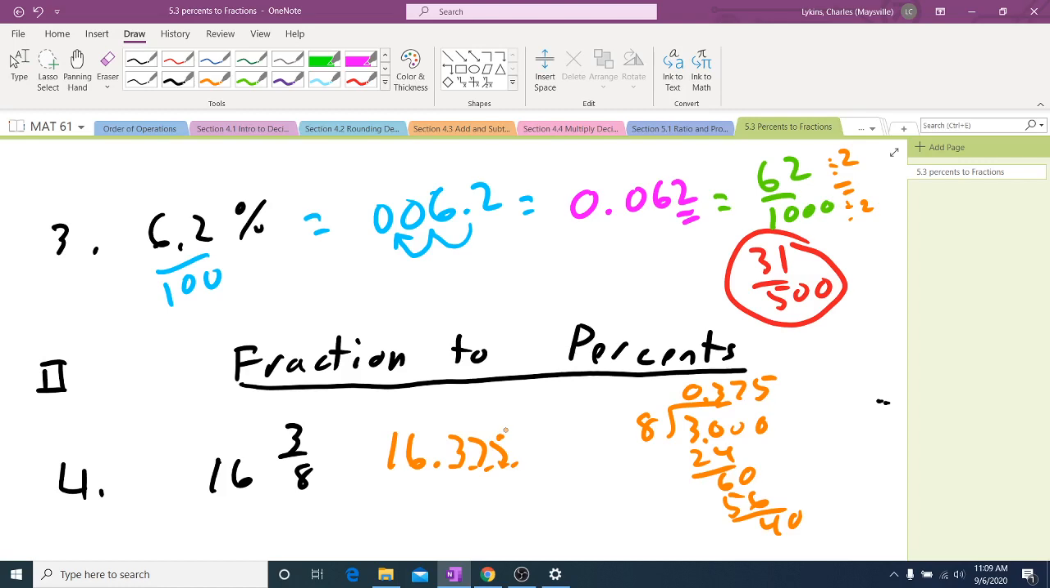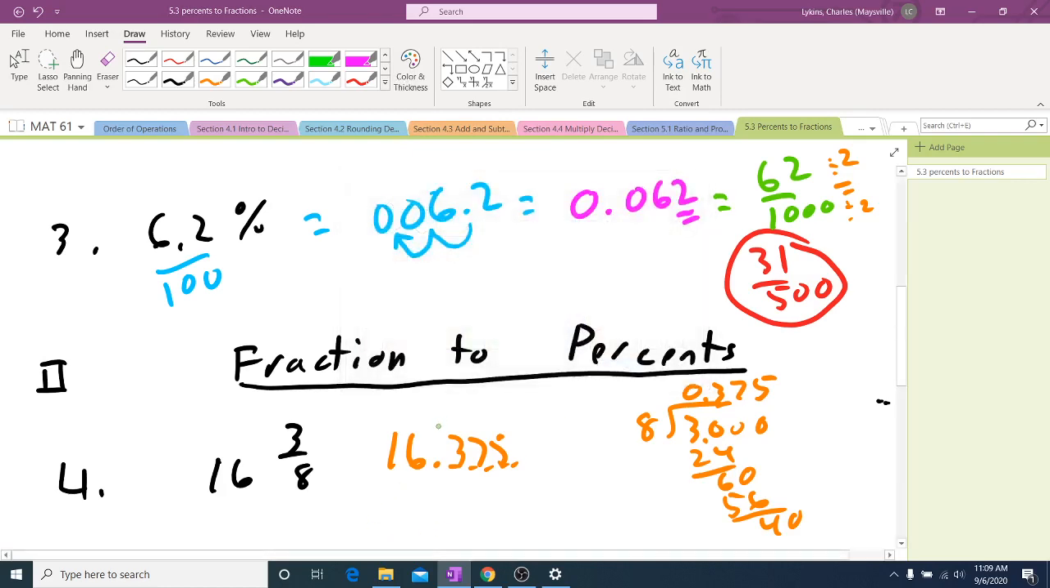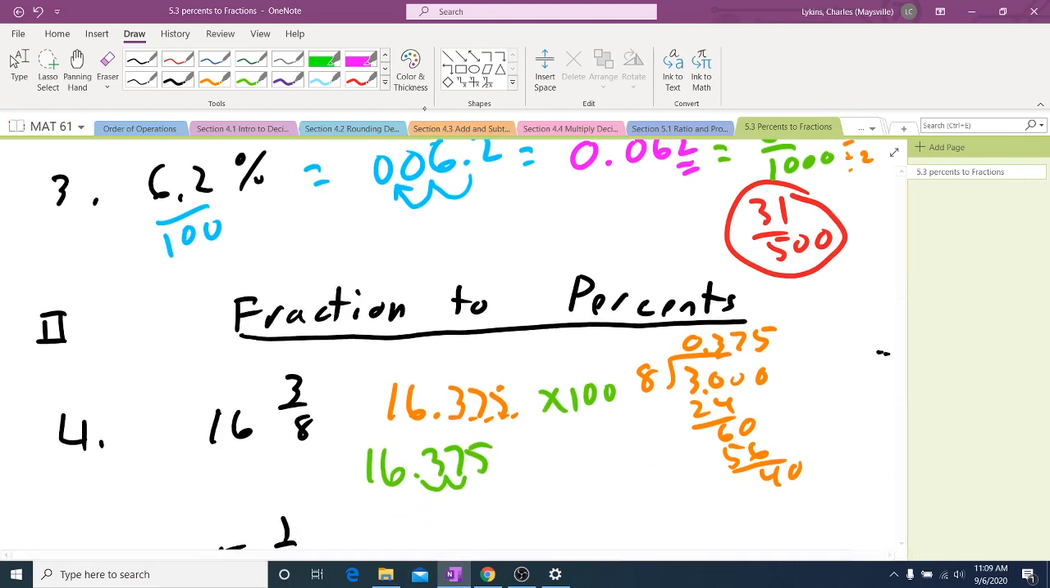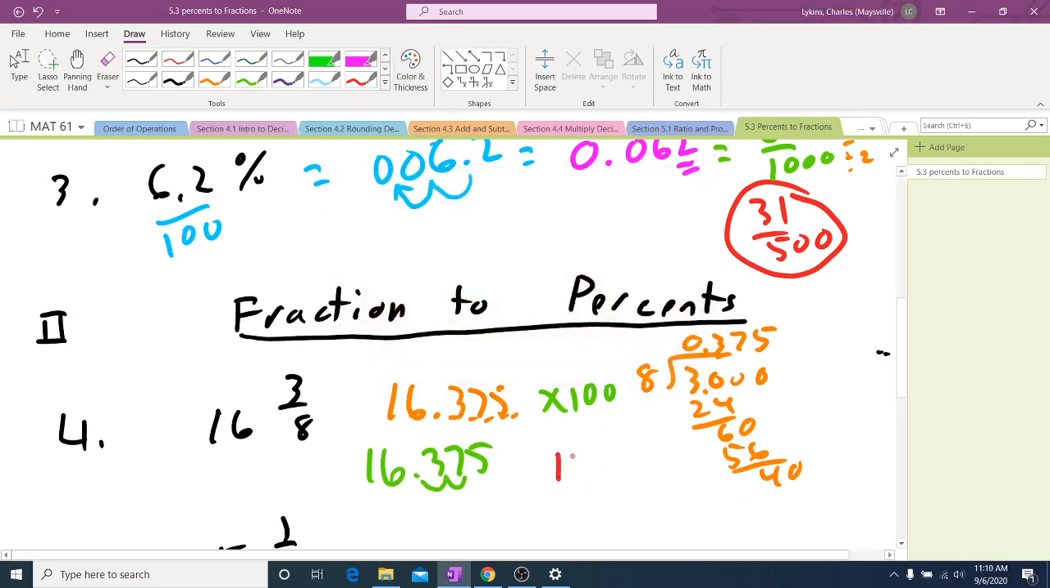So now we need to change this decimal into a percent. Before, we divided by 100; this time we're going to multiply by 100. So this 16.375, move the decimal now over to the right, not to the left. So that means that would be 1637.5%.